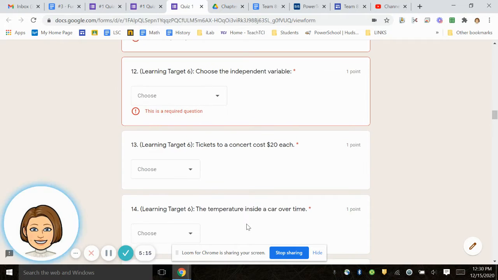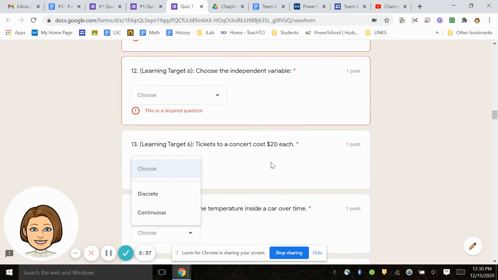Number 13, tickets to a concert cost $20 each. Would that be a discrete or a continuous type of graph? Tickets to a concert cost $20 each. And for these you have to think, can I have a half a ticket? Think about what that graph would look like.